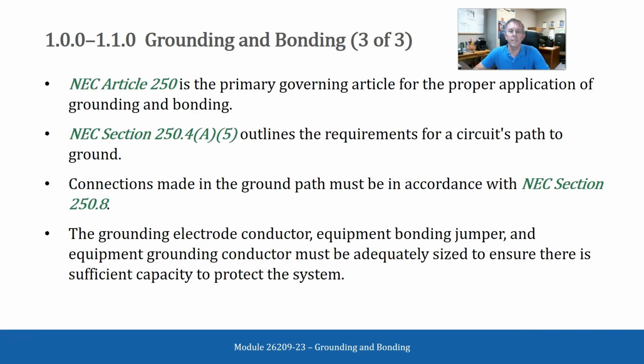NEC Article 250 is the primary governing article for the proper application of grounding and bonding. NEC Section 250.4(A)(5) outlines the requirements for a circuit's path to ground. Connections made in the ground path must be in accordance with NEC Section 250.8. The grounding electrode conductor, equipment bonding jumper, and the equipment grounding conductor must be adequately sized to ensure there is sufficient capacity to protect the system.